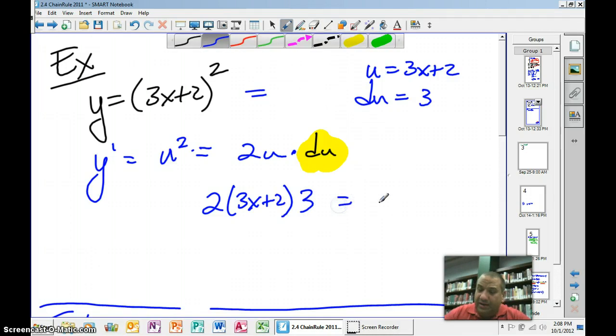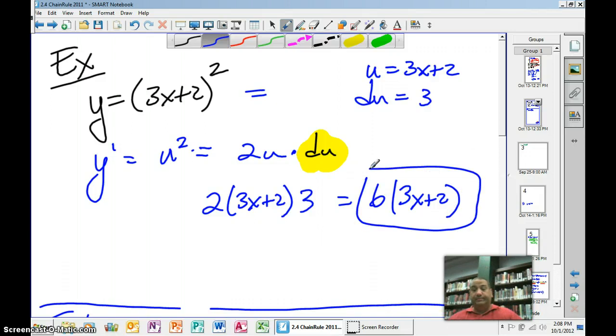So really, to normal people, they would write it 6x, I guess. No, they wouldn't. Normal people would just say 6 times quantity 3x plus 2. You can leave it like that. Yes. All right. So that's your answer.